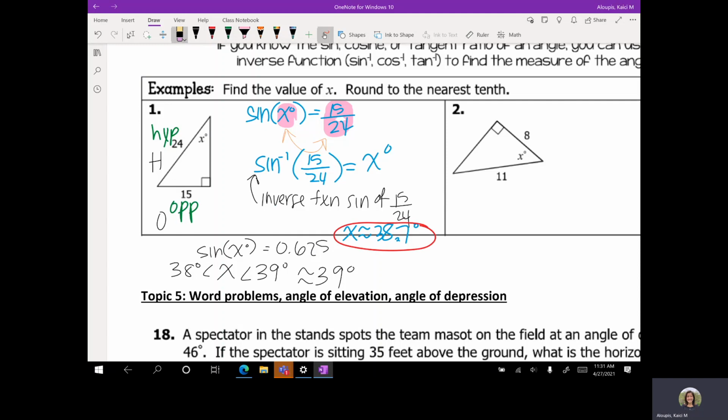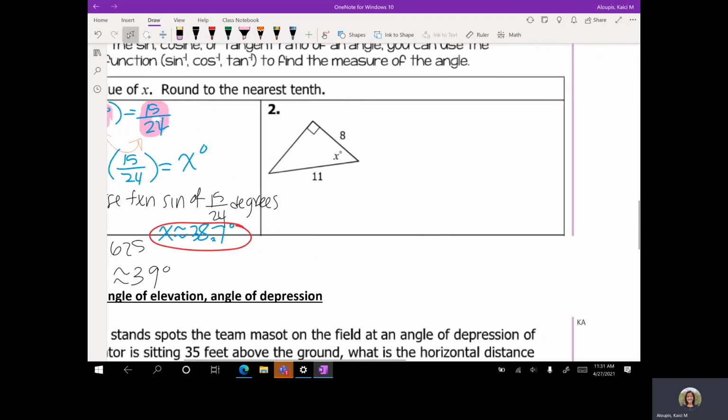Okay, I'm going to rewrite that. Degrees. Sorry. Okay, degrees. So, pretty simple. Let's try number 2, and I will show you how to use it on a phone calculator. I can also show us how to use it on a scientific calculator, but let's go for number 2 right now.